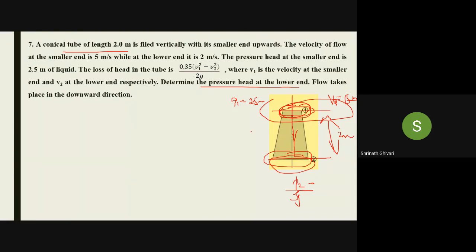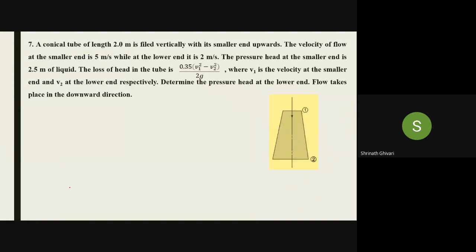Okay, so this is what is given. Can anyone tell me what things are given? Length is equal to 2 meter. Hope I am audible to everyone. The velocity of flow at the smaller end is V1 equal to 5 meter per second and at the lower end V2 is 2 meter per second, right?